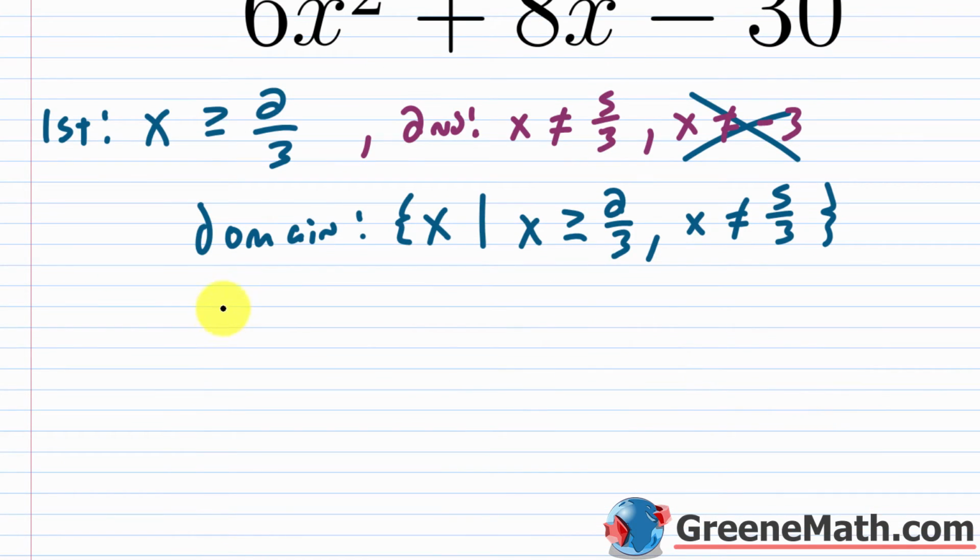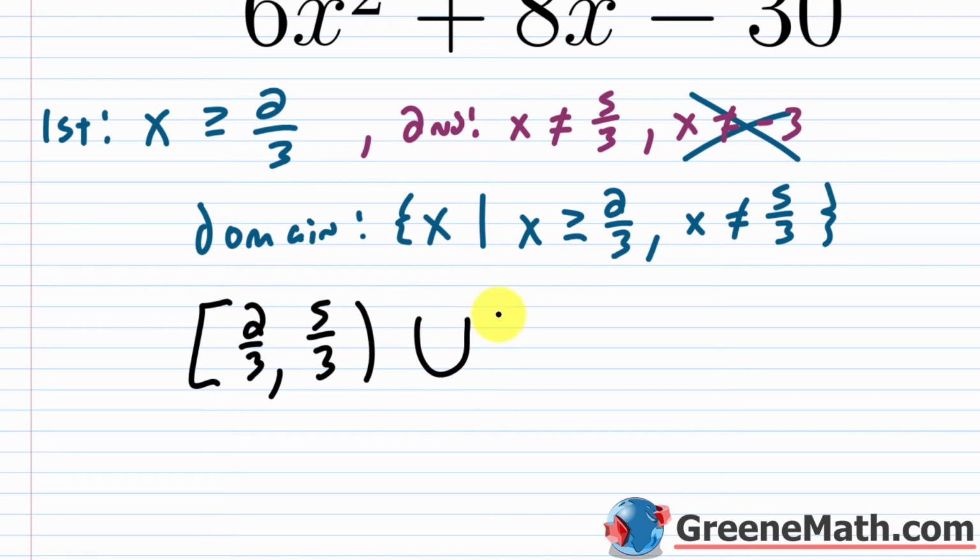For your interval notation, again, let's use a bracket with 2/3. And then we're going to go up to and exclude 5/3, so I'm going to use a parenthesis there. And then the union with a parenthesis with 5/3 and then go out to positive infinity.